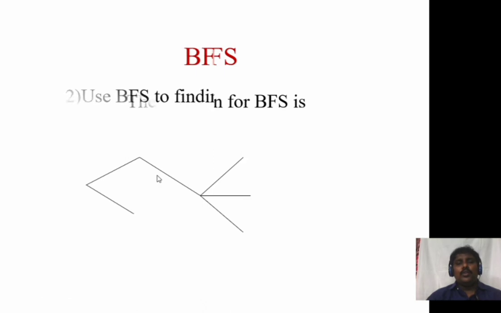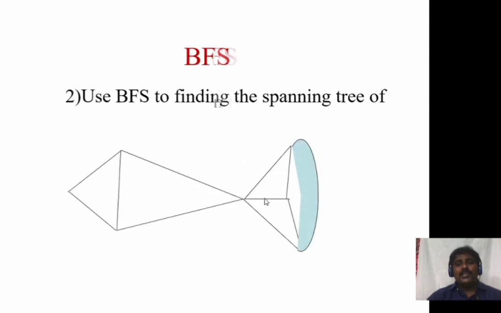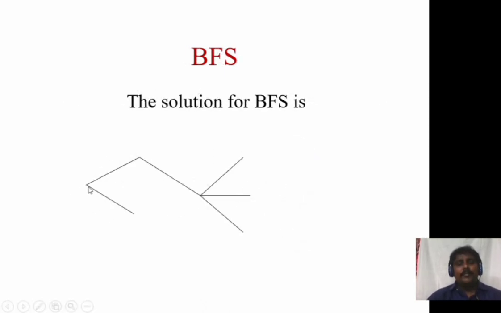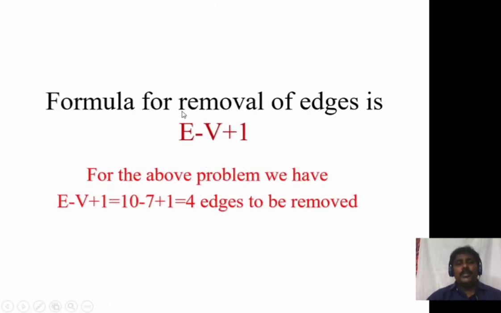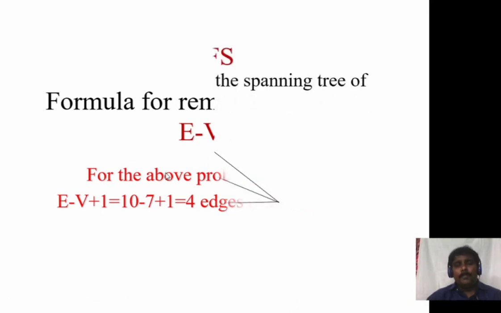So all the closed regions become open regions. So I have considered it from the breadth wise. So this is the solution of the BFS. Already I know the formula for removal of edges, that is E minus V plus 1. That is 10 minus 7 plus 1. I have 4 edges that have to be removed. So I have removed the 4 edges. So this is the solution for the given problem.